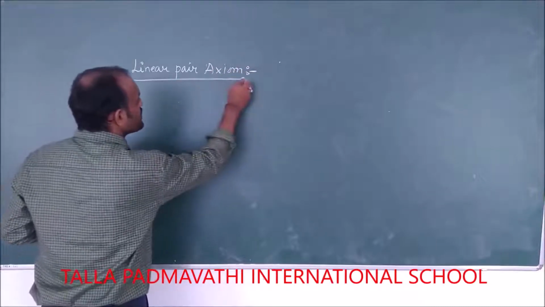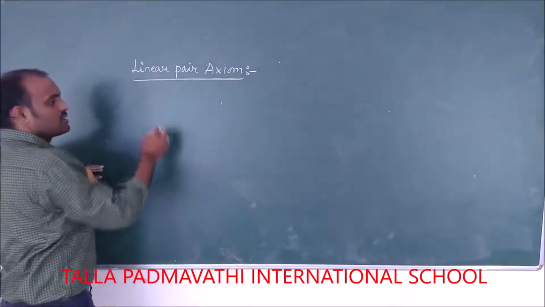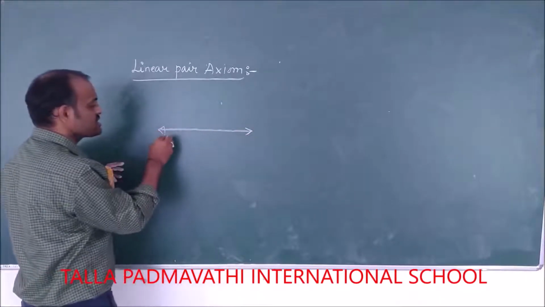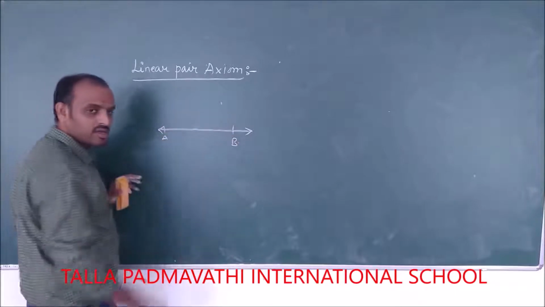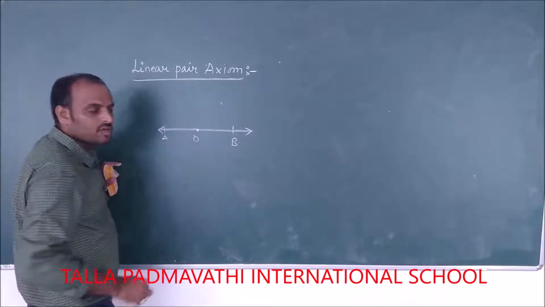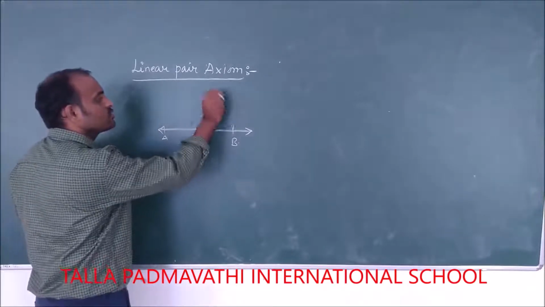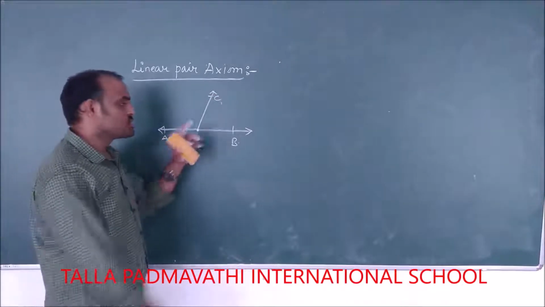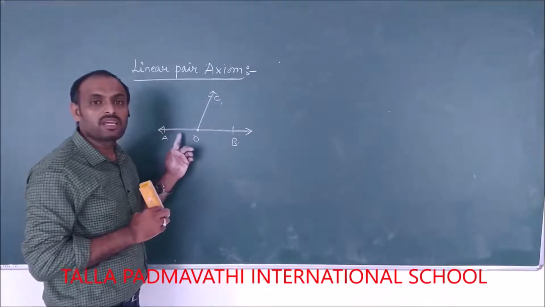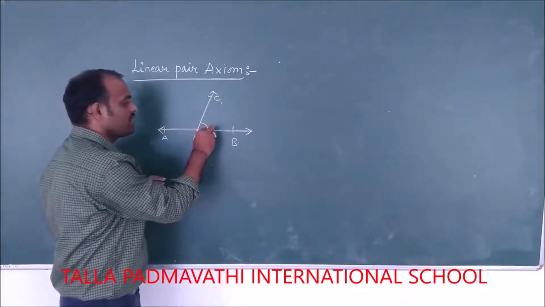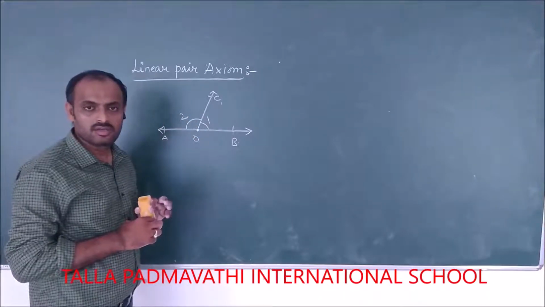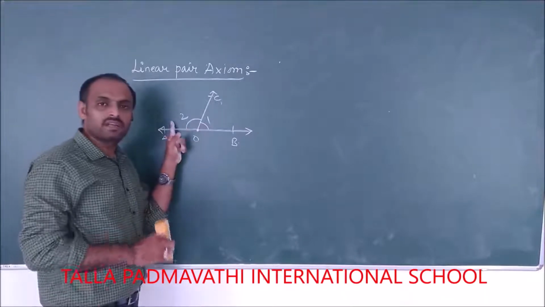So what do you mean by linear pair? On a straight line, let us consider this straight line as AB. On this line, at a point O, draw a ray OC. Now, how many angles are formed here? I have one angle here and I have another angle here.